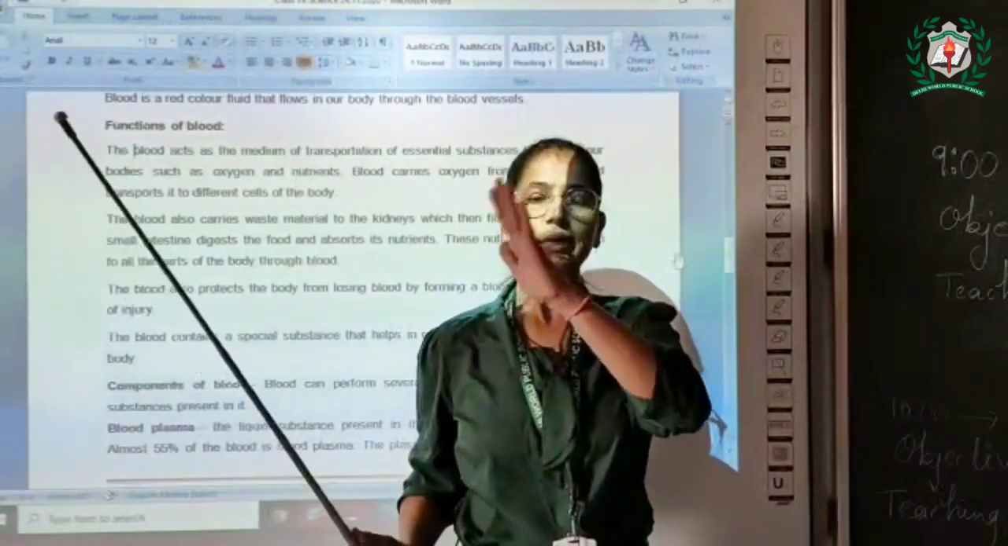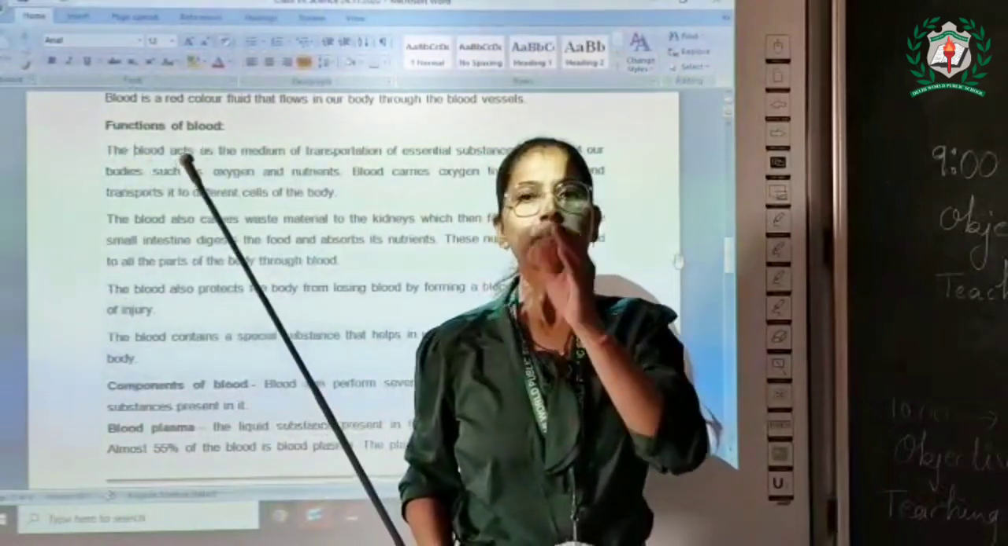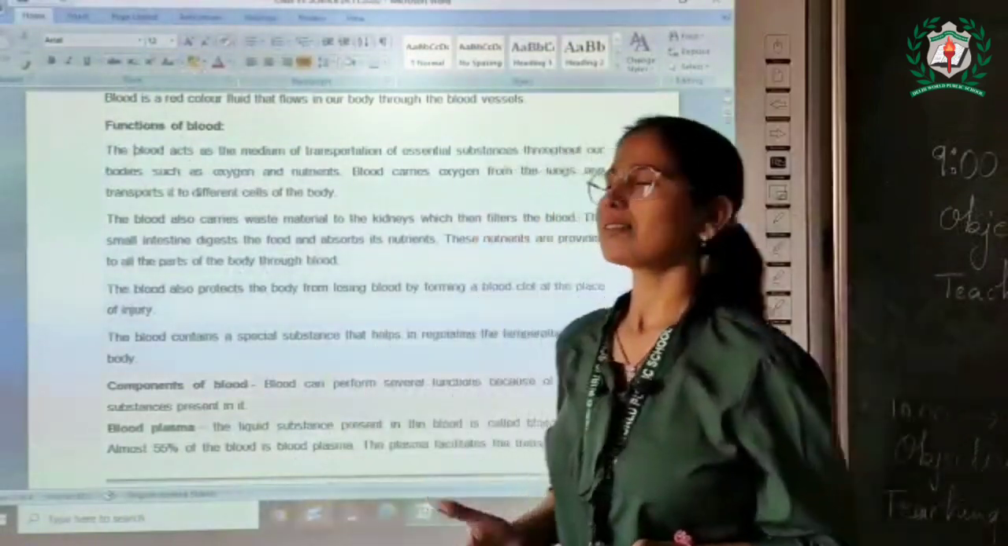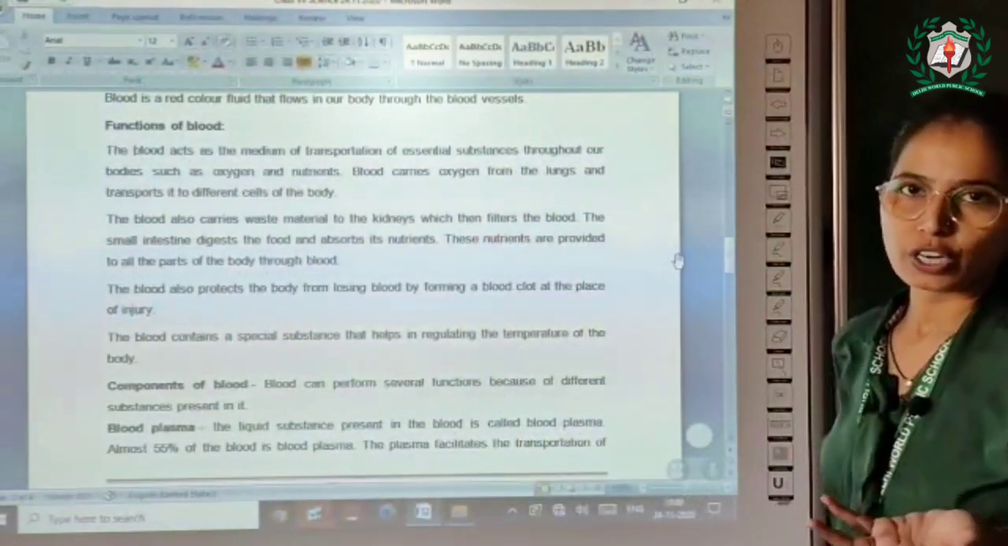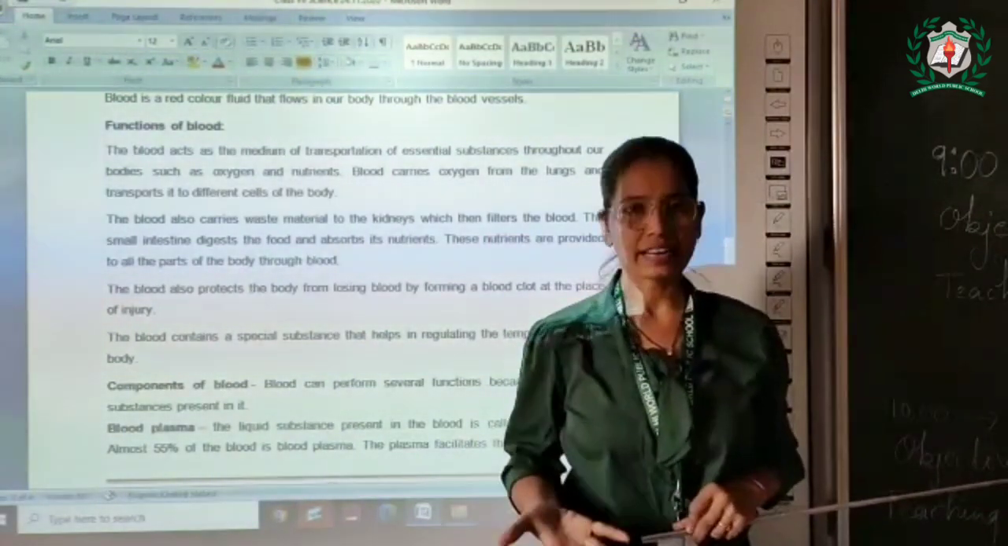Okay, and then that pure blood is carried by the arteries to the other parts of the body. Okay, so this is how our heart or our circulatory system works. Okay, the rest we'll study in our next session.